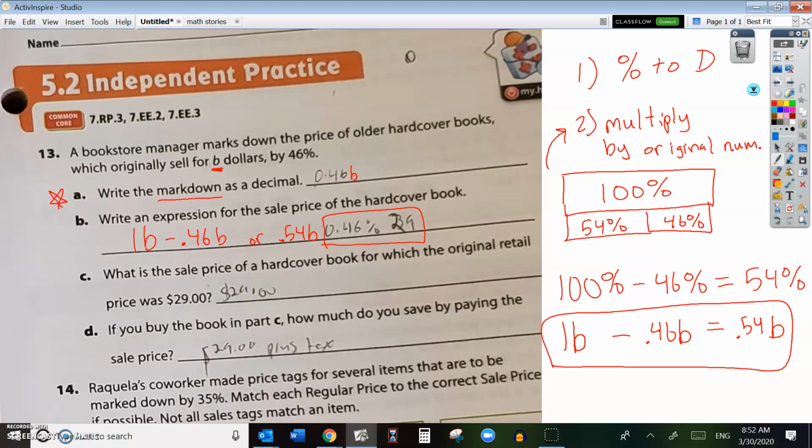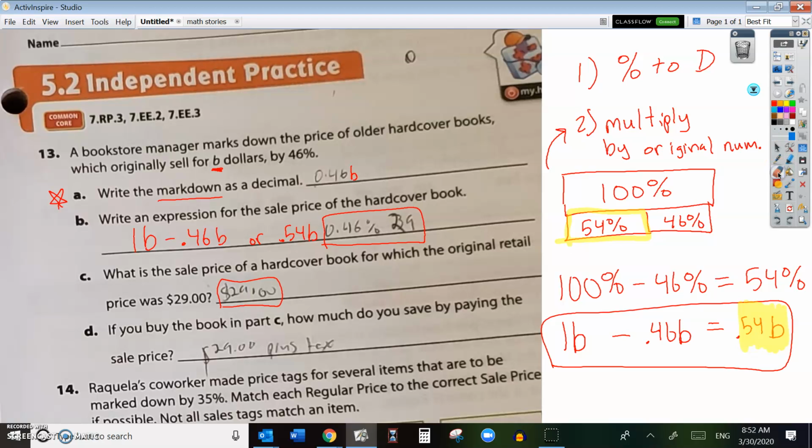What is the sale price of a hardcover book for which the original retail price was $29? You wrote $29, but we need to take some money off. So let's take some money off. We're going to find the sale price of the book by using this decimal here, because this decimal shows you that the customer is only paying for 54% of the original price.